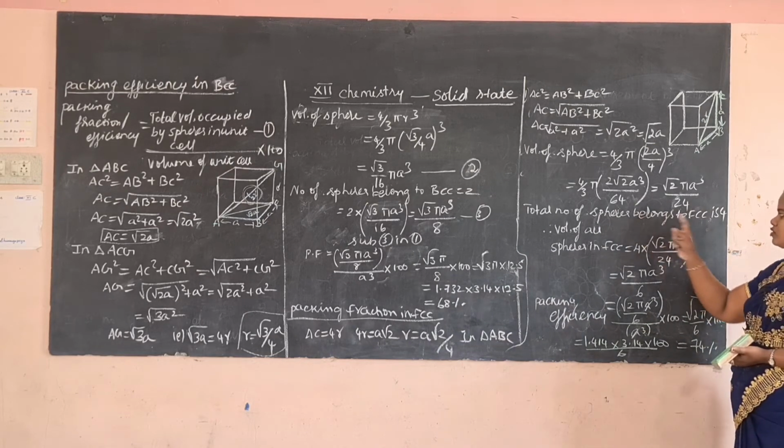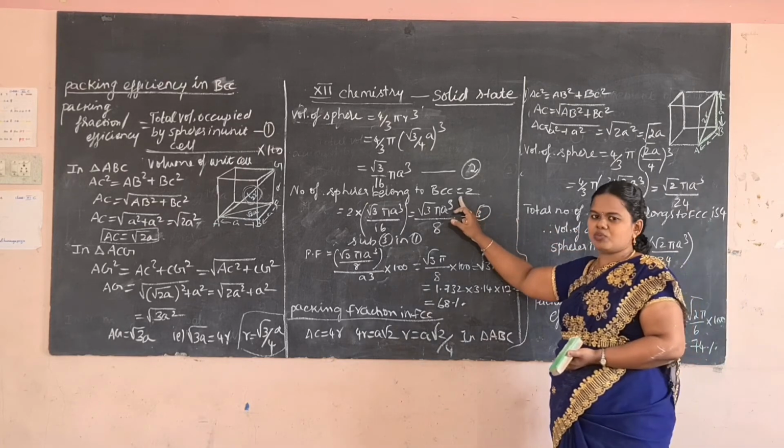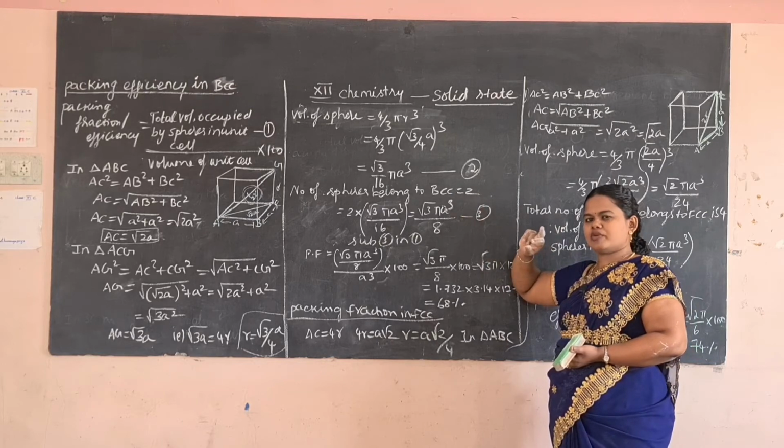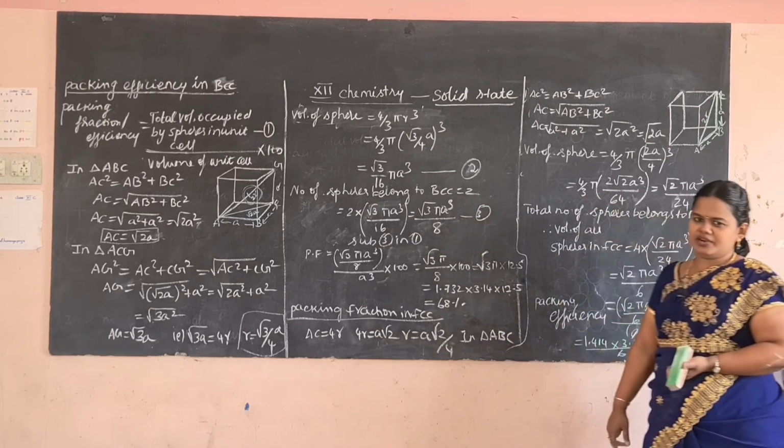Now the total number of spheres that belong to FCC will be 4, and the total number of spheres that belong to BCC will be 2, and the total number of spheres that belong to SC will be how much? 1. So this can be asked in one word.